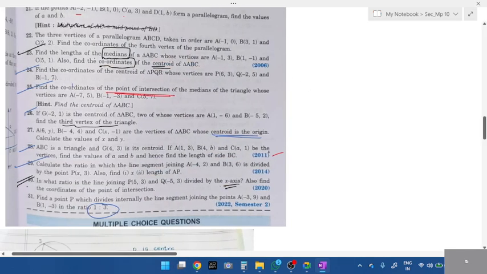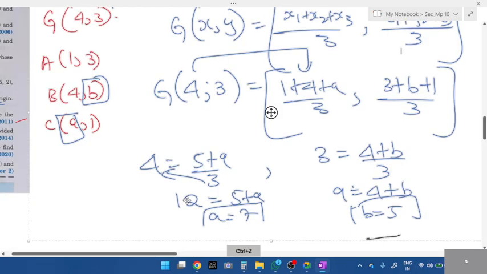We have done 13th, 2014. Calculate the ratio in which the line segment AB is divided. We also find the length of AB. And one more thing we missed out. We need to find the length of BC in that same 2011 question.